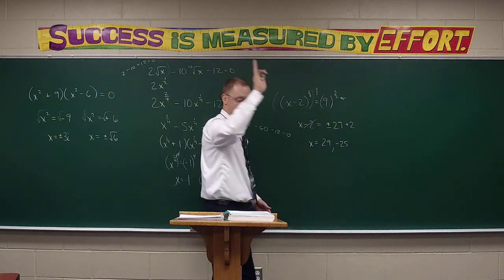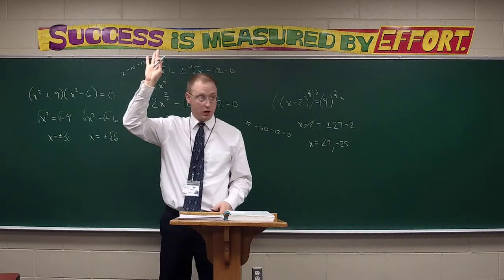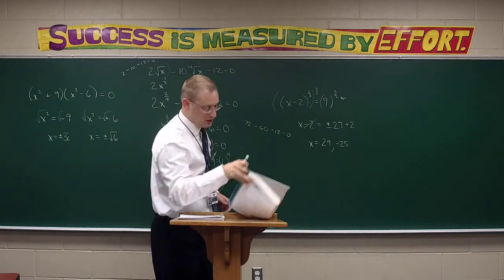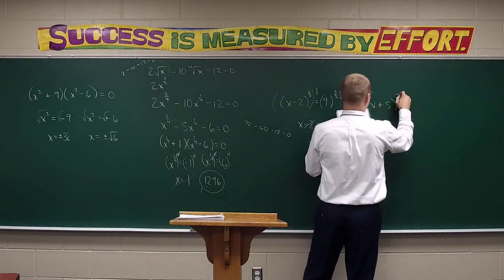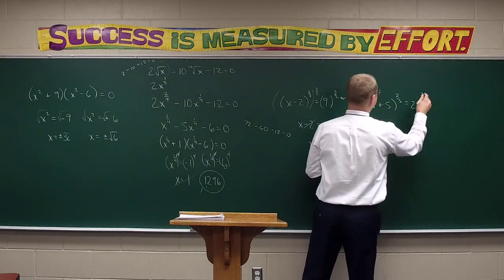Good. How many of you got those 2 answers on number 21? Excellent. Let's go to 22, and we have (v + 5)^(2/3) = 25.